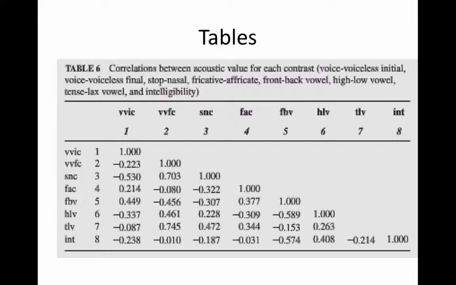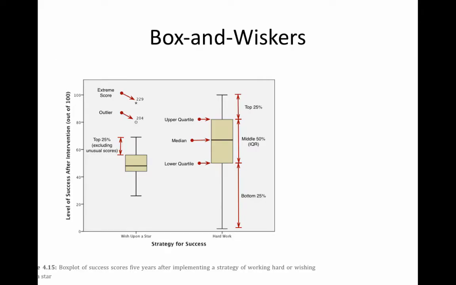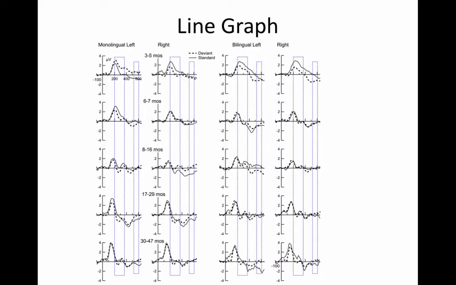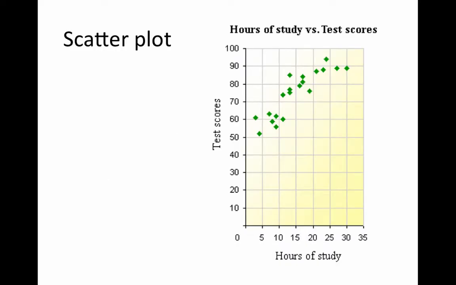Tables. Box-and-whisker plots. These are good for reporting descriptive statistics. A histogram. A line graph when we're doing our interval and linear data. And a scatter plot.